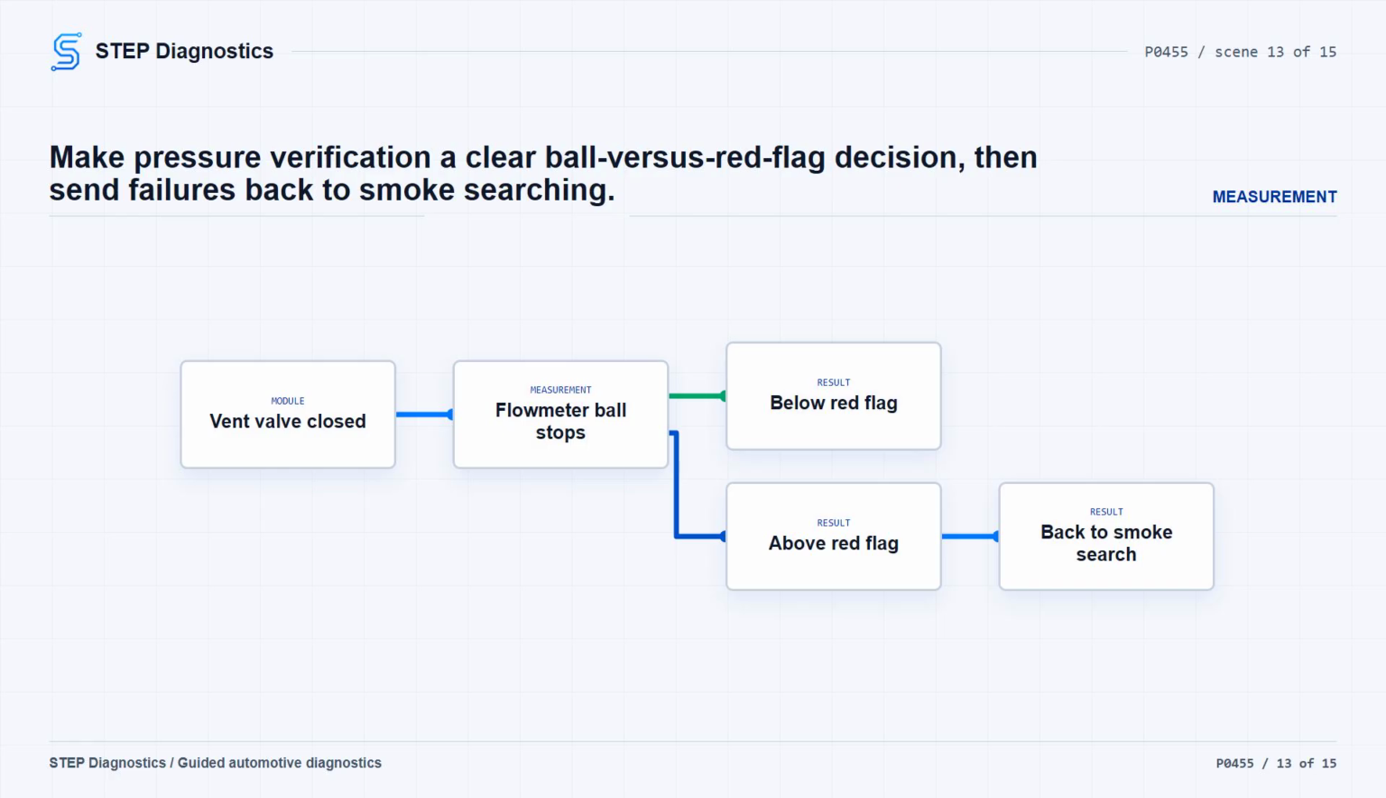Continue pressurizing the EVAP system until the ball stops descending. Once it stops, compare the ball position to the red pointer flag. If the measurement is below the indicator flag, the system passed the pressure test. If it is above the indicator flag, the EVAP system still has an unacceptable leak, so go back to smoke leak detection instead of guessing.